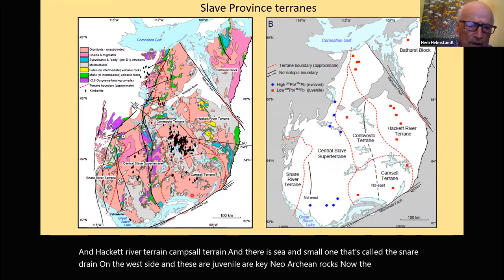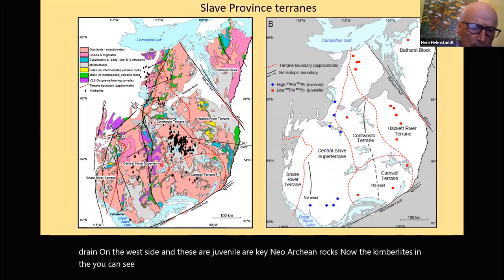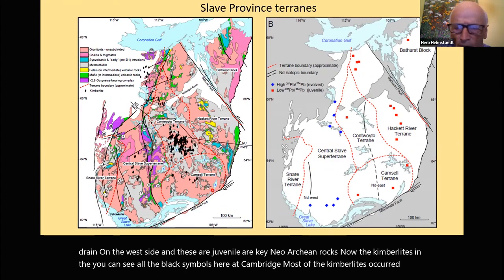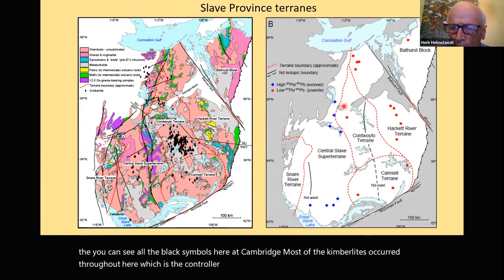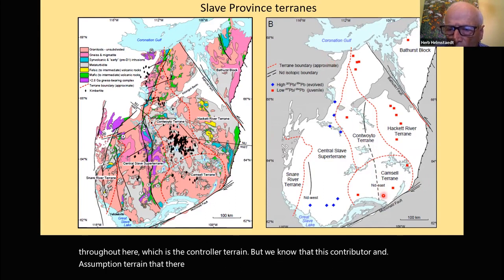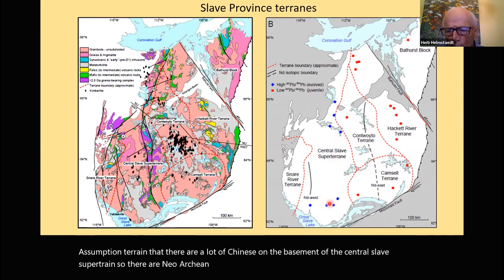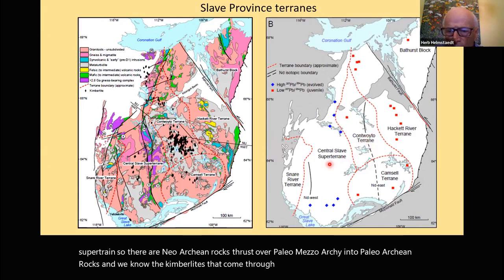Now the kimberlites, you can see all the black symbols here are kimberlites. Most of the kimberlites occurred throughout here, which is the Contwoyto terrane. But we know that this Contwoyto and the Courageous terrane are allochthonous on the basement of the Central Slave Superterrane. So there are Neo-Archean rocks thrust over Mesoarchean to Paleoarchean rocks. And we know the kimberlites that come through here actually have xenoliths of this 3.2 billion years, up to that age.